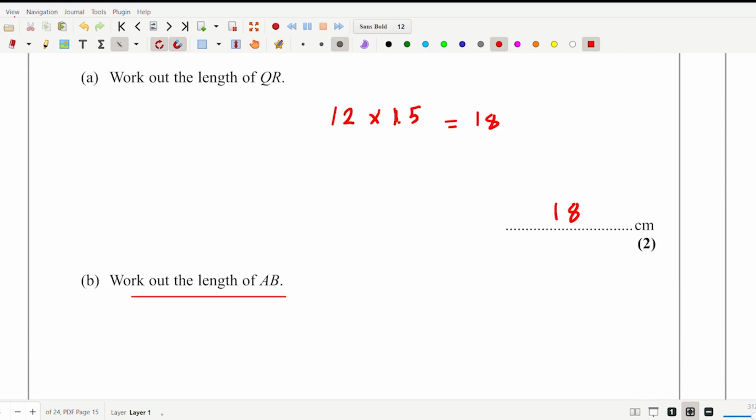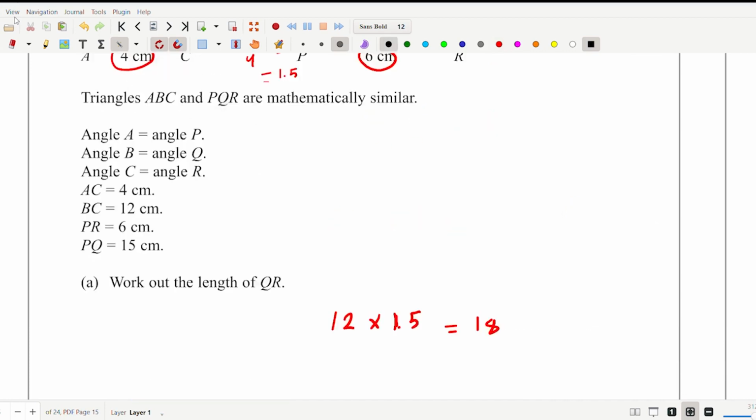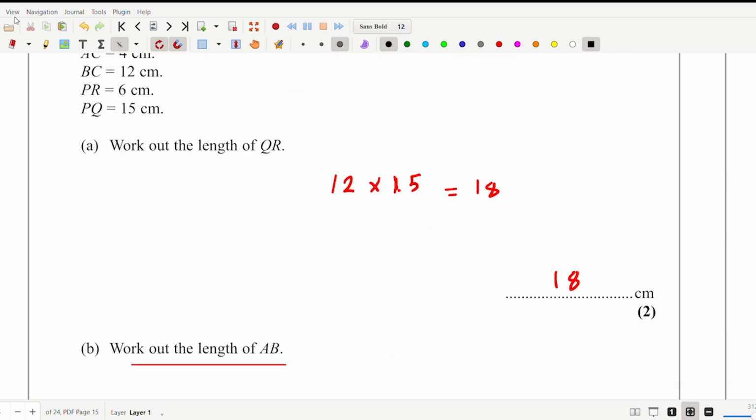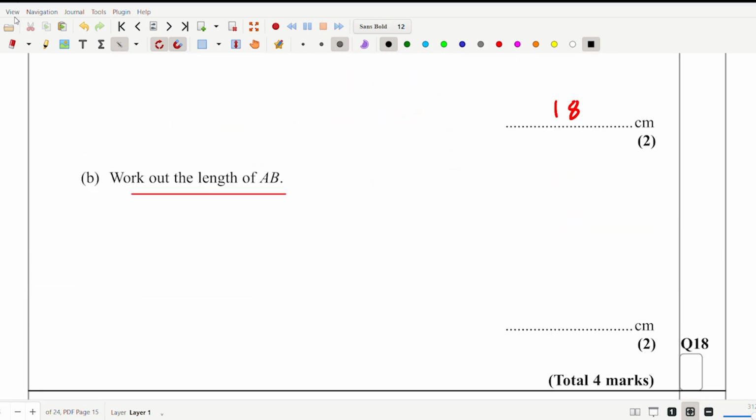Now work out the length of AB. Length AB here. It's clear it's from the newest length to the old length, so that means you are dividing by 1.5. So we have 15 divided by 1.5. Cancel this decimal point and give 0 to 15. This is 15 dividing 15 is a 1. 150 dividing 15 is 10. So the answer is 10 centimeters.